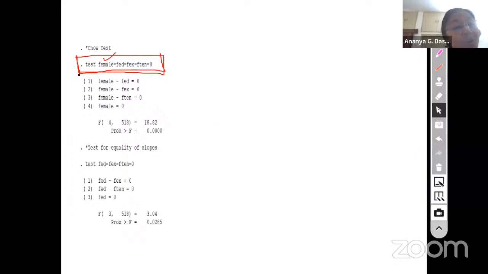So when you are testing that all the dummy coefficients are together equal to 0, you're basically testing that the two regression lines are essentially the same. So this null is the null that the two regression lines are the same. Because if all the dummies and the interactions are 0, then there's just one regression line. And this is known as a Chow test.